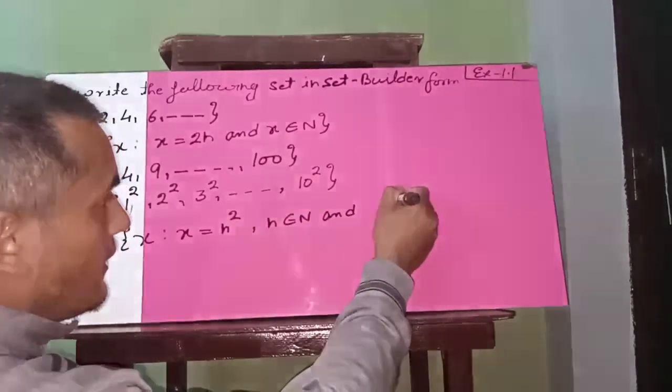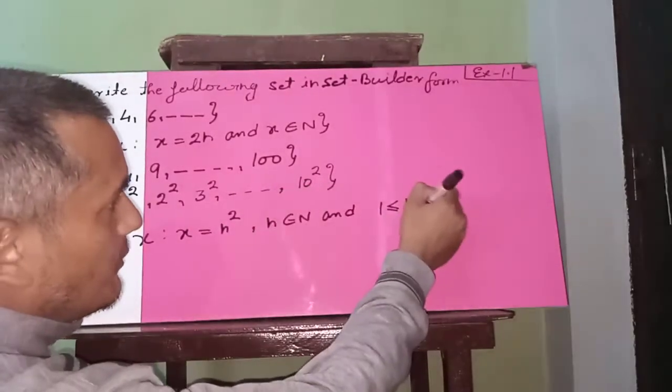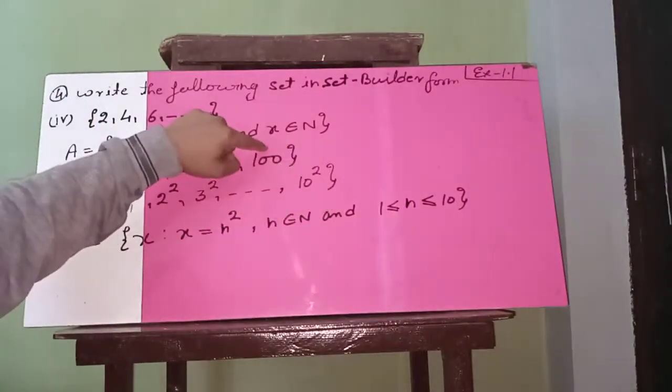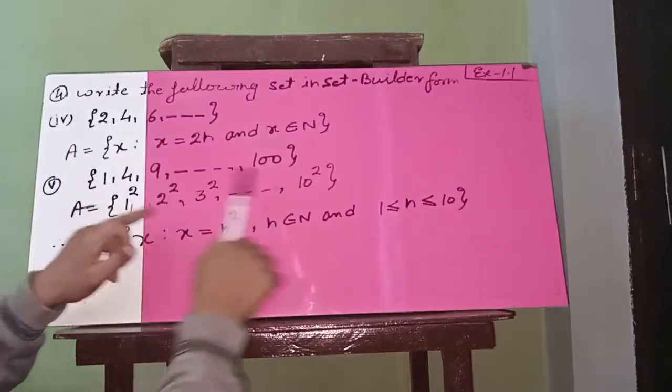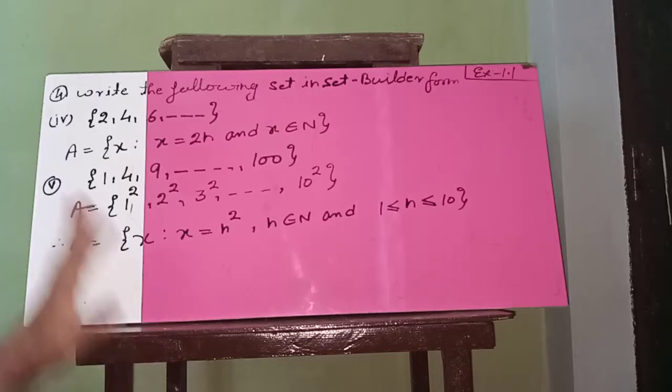The value of n is greater than or equal to 1 and less than or equal to 10, because 11 square is not present here. It means 121 is not here. So we take only 1 to 10, natural numbers. Okay, so question number 4 is very easy. So you will make question number 4.